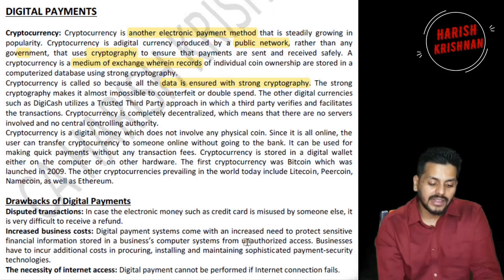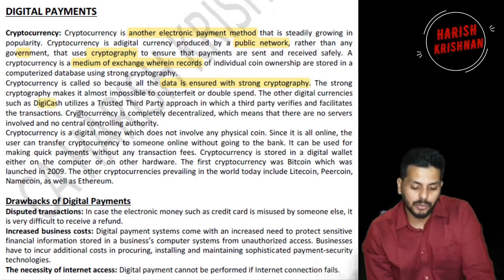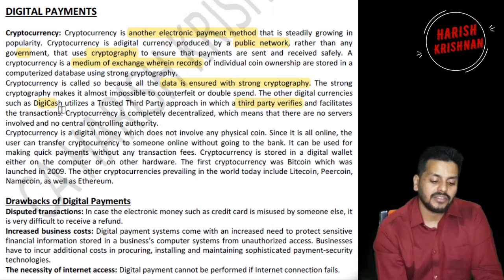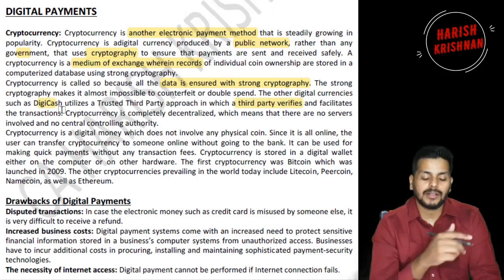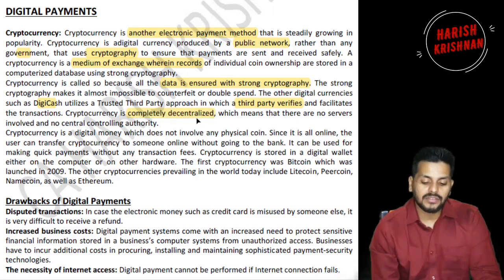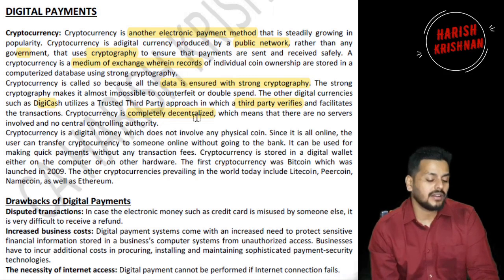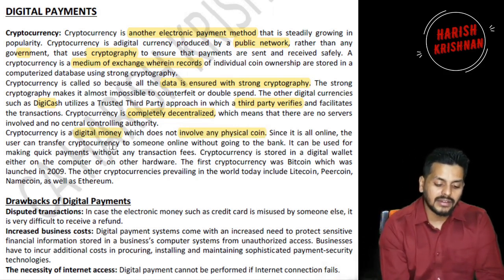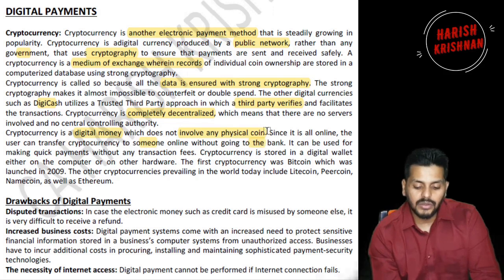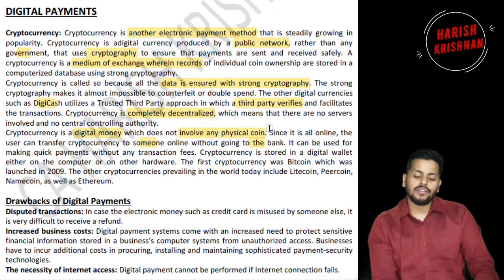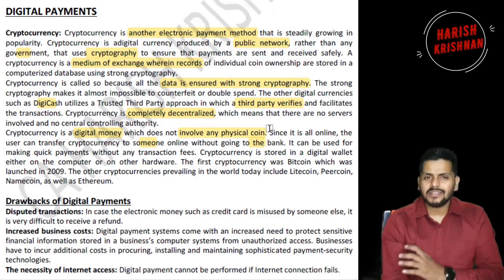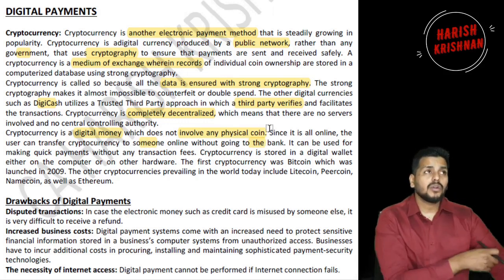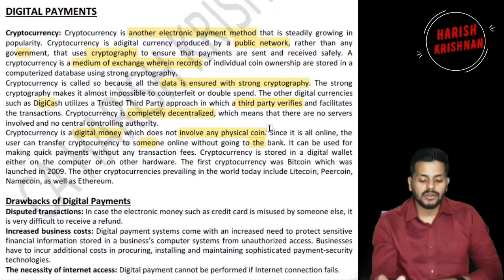The other digital currencies like DigiCash utilize a trusted third-party approach in which a third party verifies and facilitates these transactions. But cryptocurrencies are completely decentralized, which means that there are no servers involved and no central controlling authority. Cryptocurrency is digital money which does not involve any physical coin. And since it's all online, the user can transfer cryptocurrency to someone without even going to the bank. It can be used for making quick payments, like money in your payment wallet. So that is not any new or different here. But who issues it? Who is the owner of it? Nobody knows any of that.